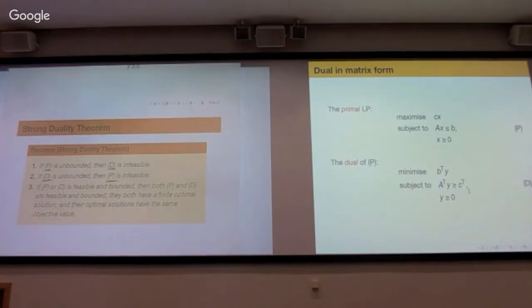And what's interesting is, if one of them is feasible and bounded, then so is the other one. They both have a finite optimal solution, and their optimal solutions always have the same objective value. So it wasn't a coincidence, it actually happens every time when you start with a linear program and you do its dual. It doesn't matter which one you solve, because each of them will give you the same optimal objective.